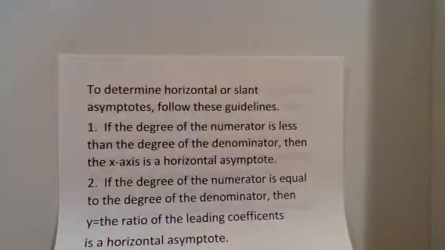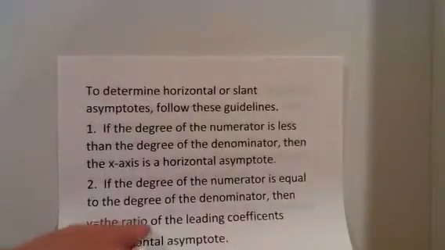To determine horizontal or slant asymptotes, follow these guidelines. Basically, we're going to compare the degree of the numerator to the degree of the denominator. If the degree of the numerator is less than the degree of the denominator, then the x-axis is a horizontal asymptote. If the degree of the numerator is equal to the degree of the denominator, then there's a horizontal asymptote of y equals, and then you write the ratio of the leading coefficients.